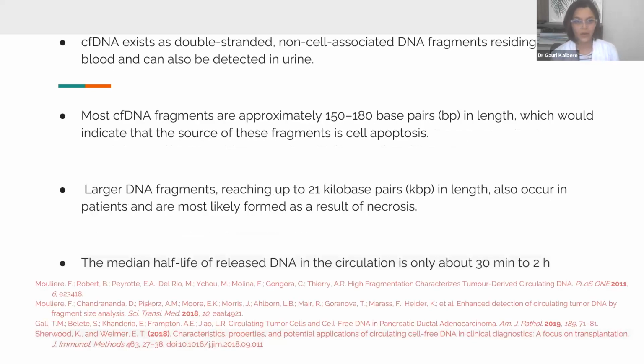So what is this entity? It exists as double-stranded, non-cell associated DNA fragments residing in the recipient's blood, and it can also be found in the urine, that is, it is shed in the urine. These DNA fragments are approximately 150 to 180 base pairs in length, which would indicate that the source of these fragments is apoptosis. Now, there are larger DNA segments as well, up to 21 kilo base pairs, which occur in patients and are most likely the result of necrosis.